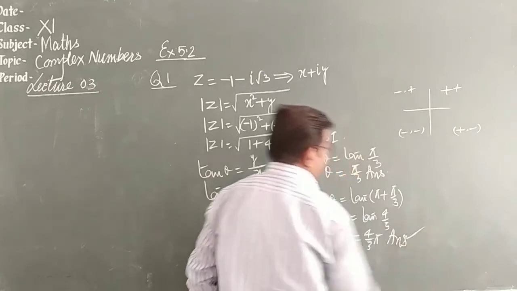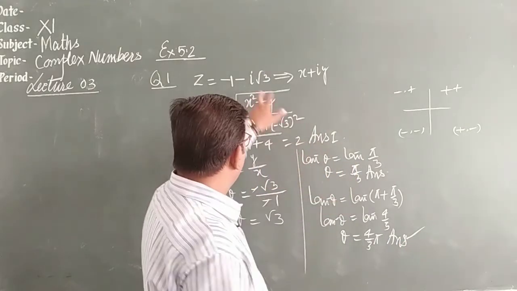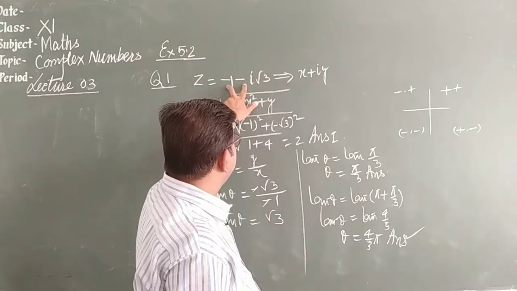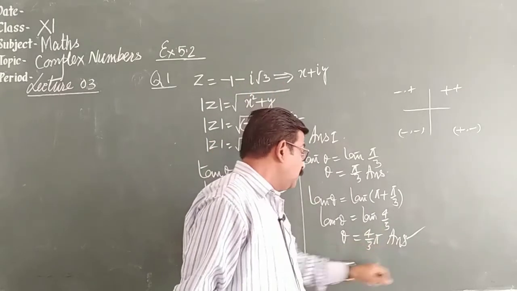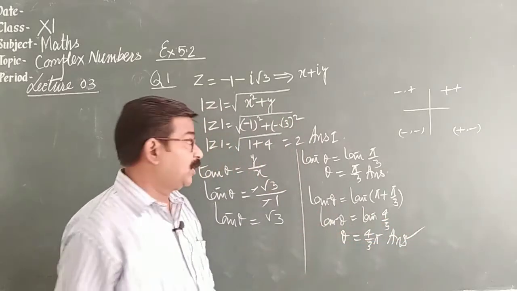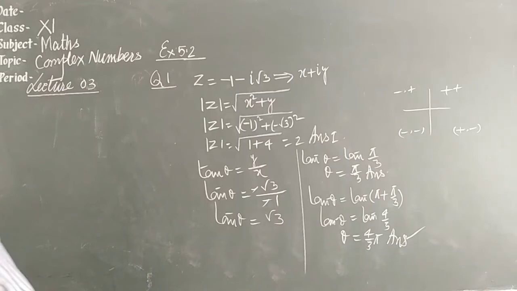This is the exact answer. The earlier one is also fine, but according to complex numbers, since both x and y are negative, it lies in the third quadrant. So we have to find it in the third quadrant, and this will be the exact answer. Got it? Let's see one more.